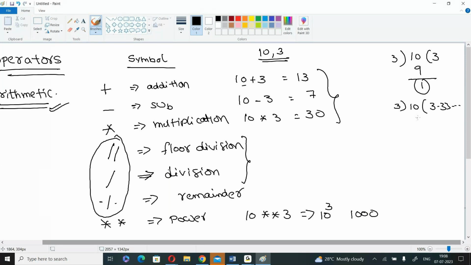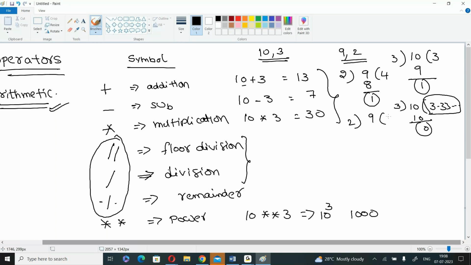3.3333 and so on. After some particular decimal point, the division number, most probably, in the last digit we write as 4. Or else suppose we take another pair, 9 comma 2. One possibility is 2 4s are 8, the remainder is 1. Another way of division is 2 4.5, remainder is 0.